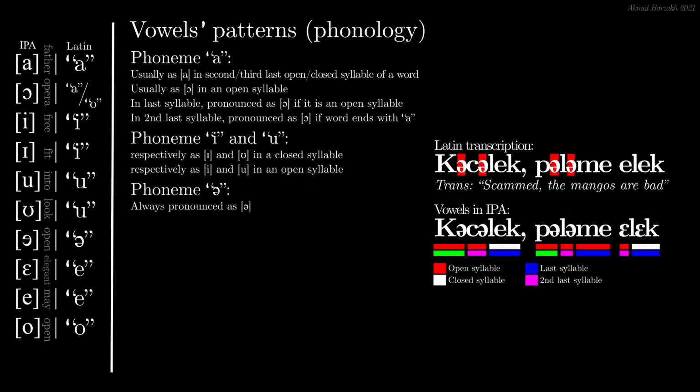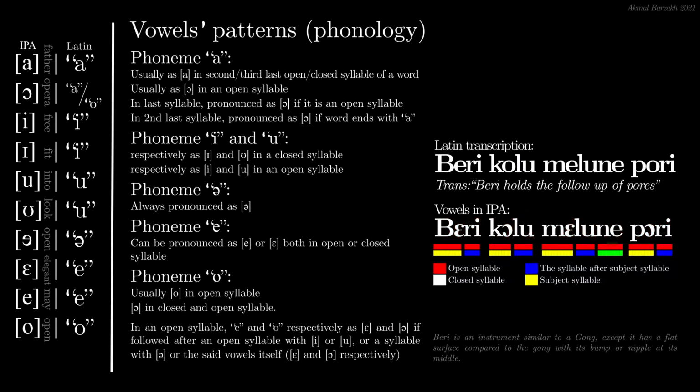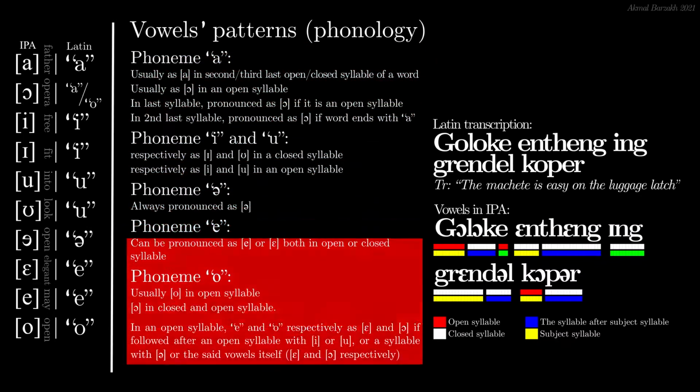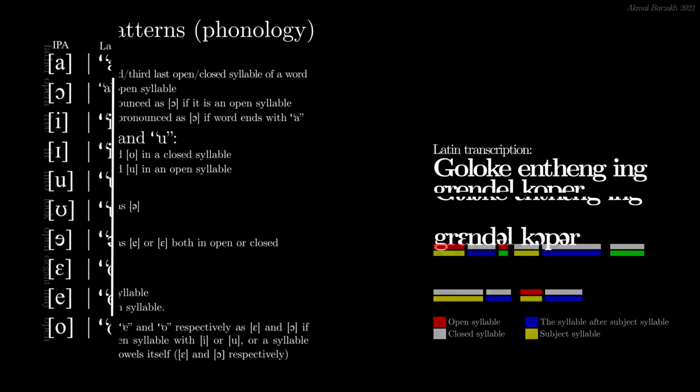The script phoneme A can be pronounced as A or E both in an open or closed syllable. The script phoneme O usually will be pronounced as O in an open syllable but can be pronounced as O both in open or closed syllable. In an open syllable, E or O are respectively pronounced as E and O if there is an open syllable with I or U after it, or if there is a syllable with E or the said vowel itself. But this pattern doesn't always apply, so the best strategy is just to learn the language altogether.